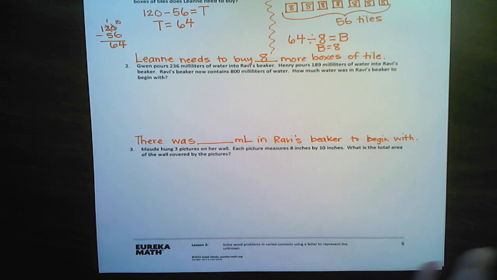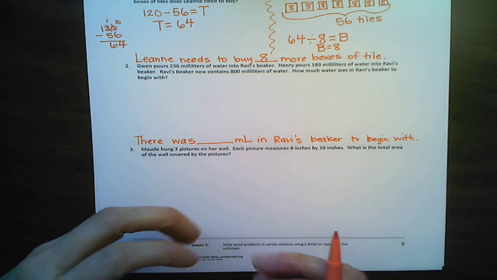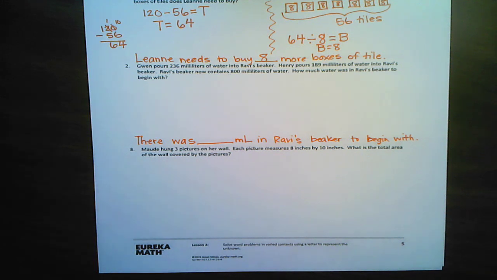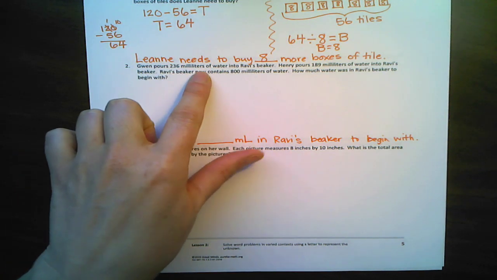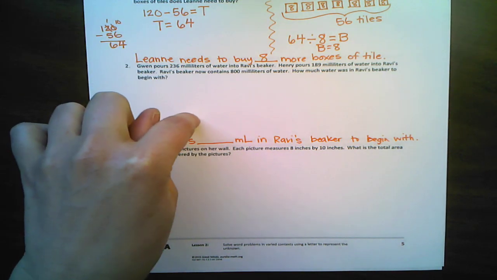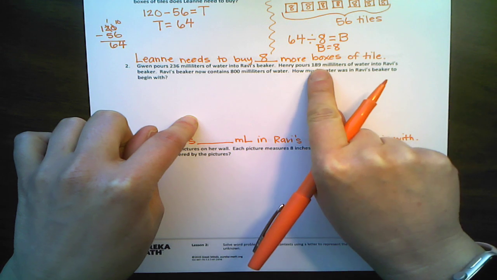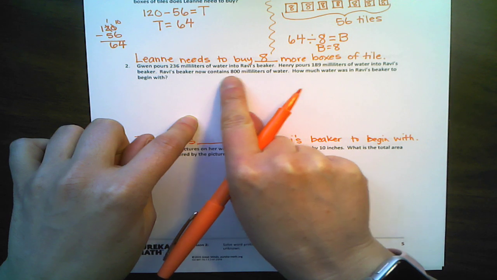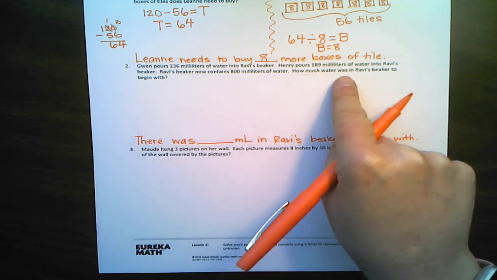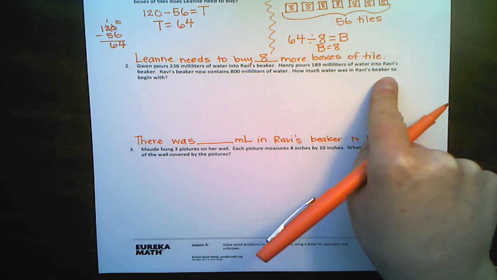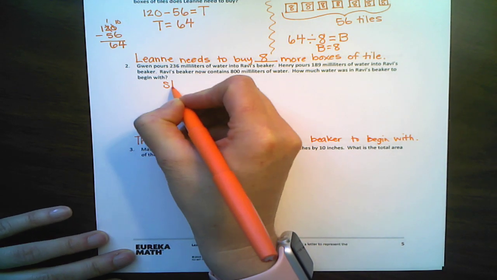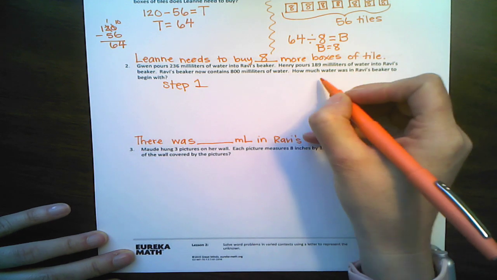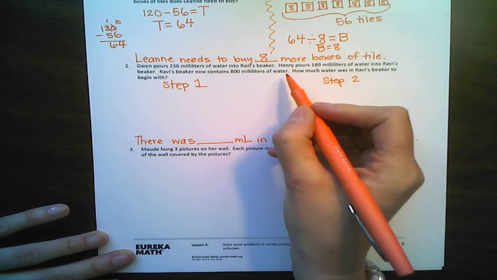So let's go back. They're throwing out a lot of numbers. They're really high numbers. There's a lot going on. Let's figure out what we need to figure out, right? So Gwen pours 236 milliliters of water into Ravi's beaker. Henry pours 189 milliliters of water into Ravi's beaker. Ravi's beaker now contains 800 milliliters of water. How much water was in Ravi's beaker to begin with? Okay. So it's a mystery, right? So if we draw, we're going to have a couple steps here. Let's do step 1. Let's do step 2.